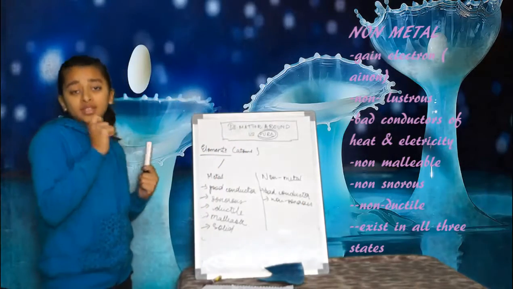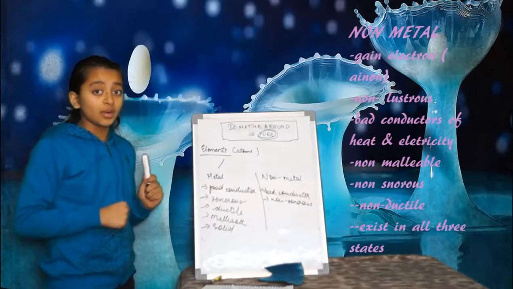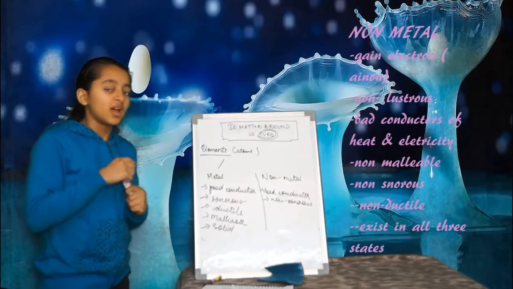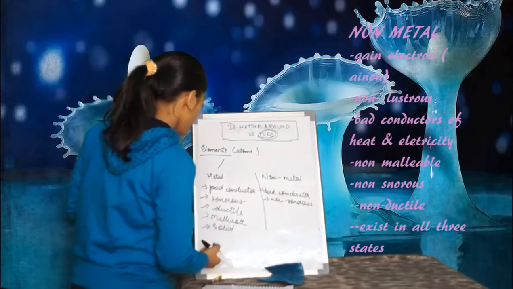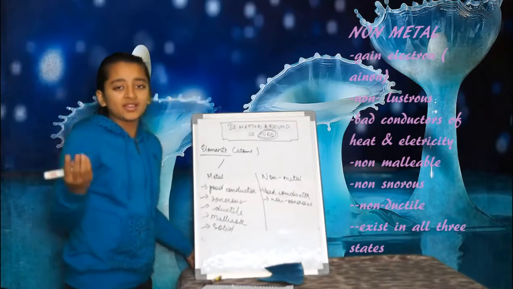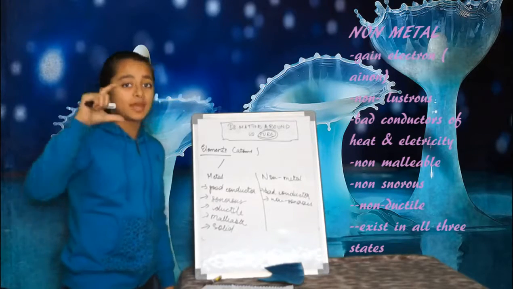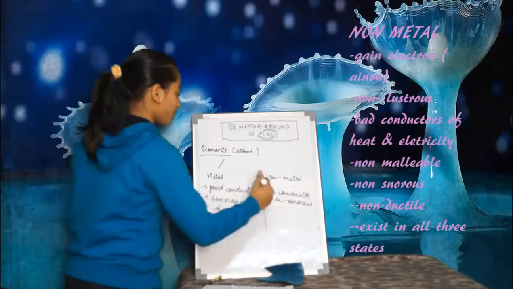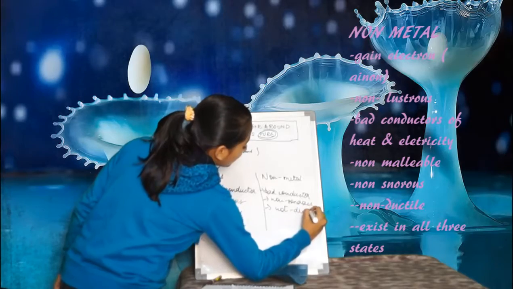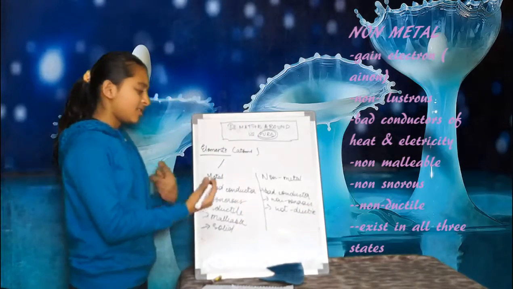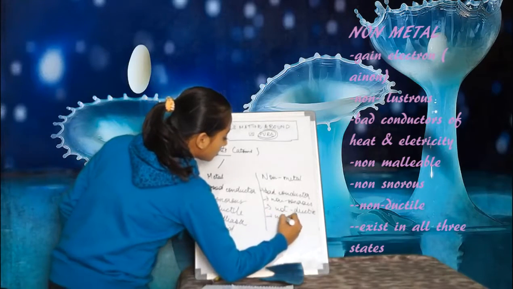Then comes the word ductile. If I try to convert plastic into thin wires, do you think I would be able to? I don't think so. Otherwise we would have used plastic wires. So a plastic or a non-metal is not ductile. If I say it in simple words, a non-metal is not ductile. And the same thing goes for malleable. It's not malleable.